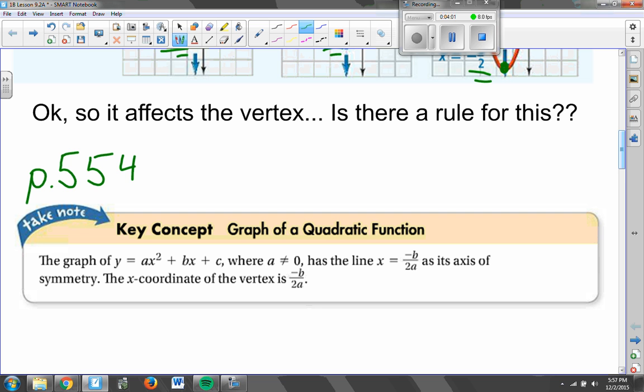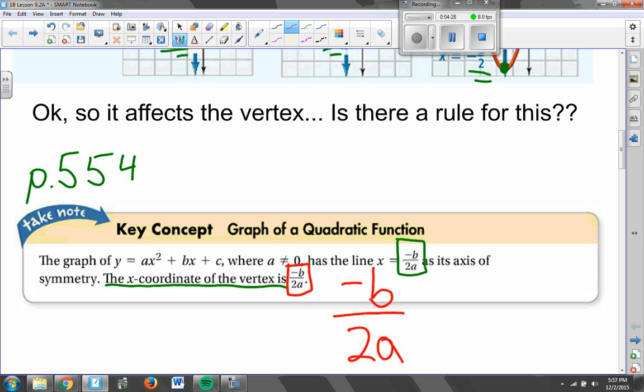Page 554. It says the graph of y equals ax squared plus bx plus c, where a is not equal to 0, has a line x equals this little equation as the axis of symmetry. And here's the key for you guys. The x-coordinate of the vertex is this little formula right here: negative b over 2a. So we take our b value, make it negative, and divide it by 2a.